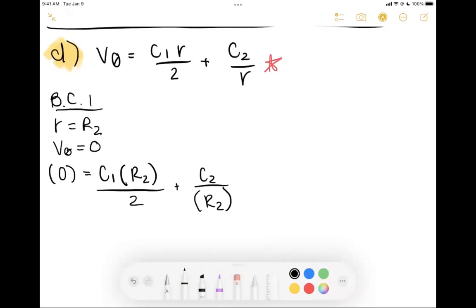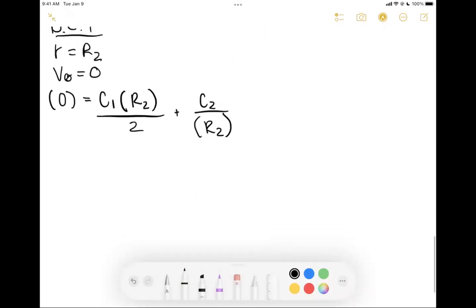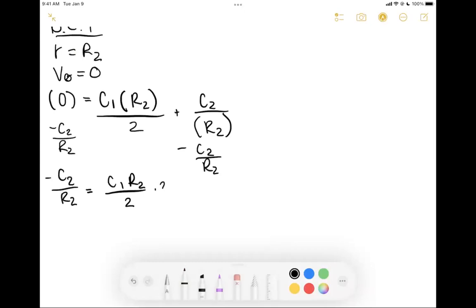So when we have that equation, we have a 0 on one side, so we are just going to solve for C1 in this case. You can solve for C1 or C2. In my case, I'm going to solve for C1 because it's a little bit easier for me. So first I'm going to subtract C2 over R2 on both sides, and we get negative C2 over R2 is equal to C1 R2 over 2. Then I'm just going to multiply both sides by 2.